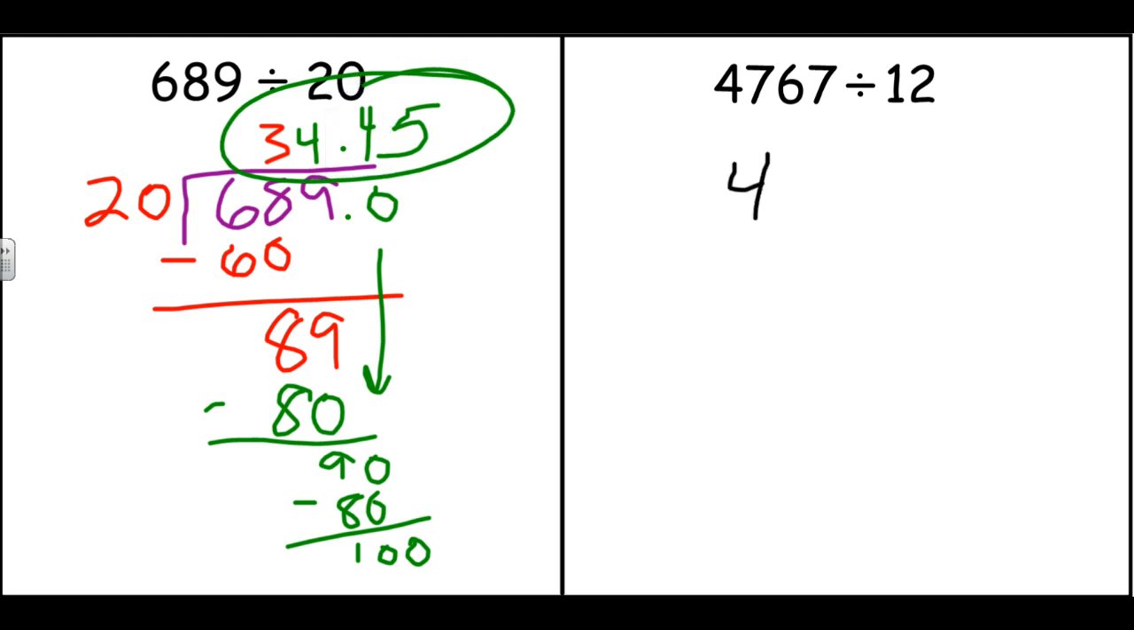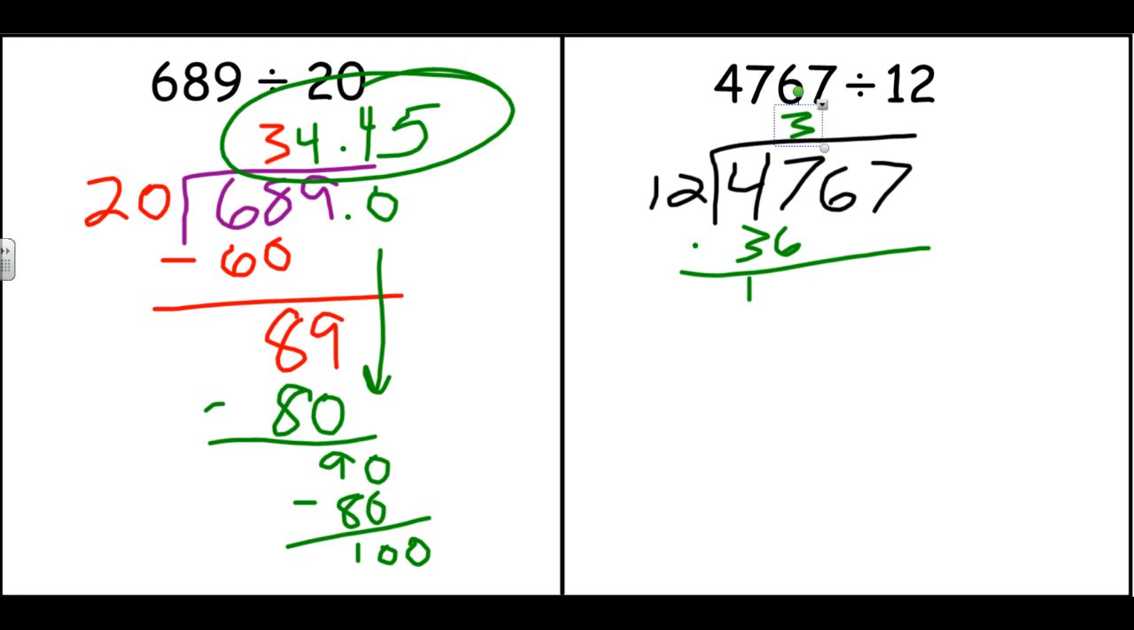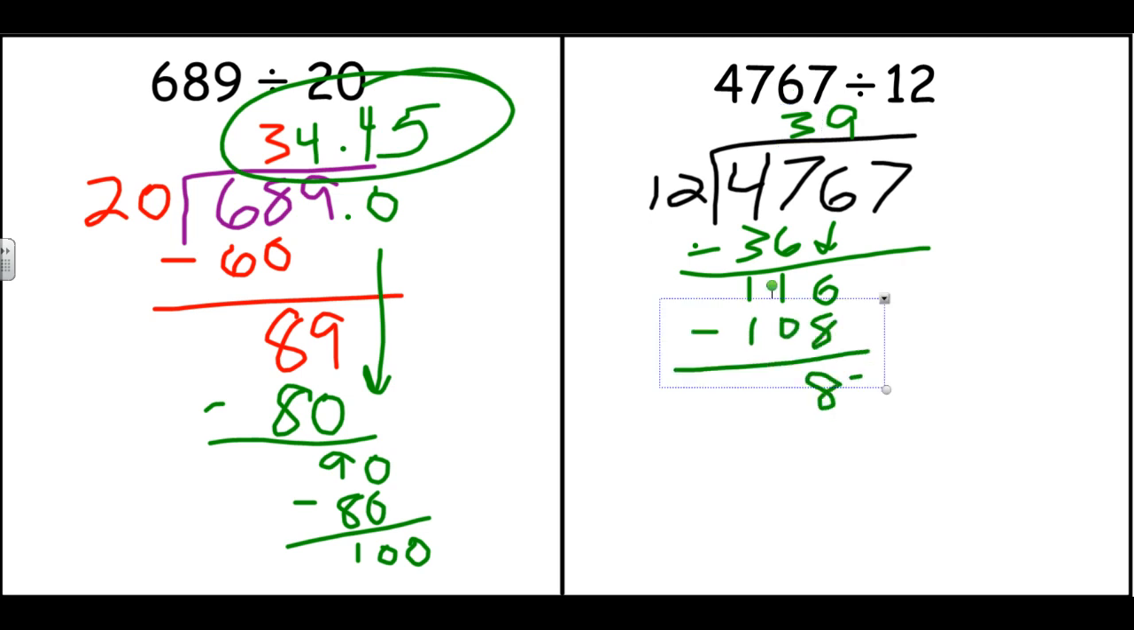Now for 4,767 divided by 12. 12 goes into 47 3 times. Take 36 out, and you get 11. So now we have 116. Drop the 6. 12 goes into 116 9 times. 9 times 12 is 108. That difference is 87. 12 goes into 87 7 times, as 7 times 12 is 84.